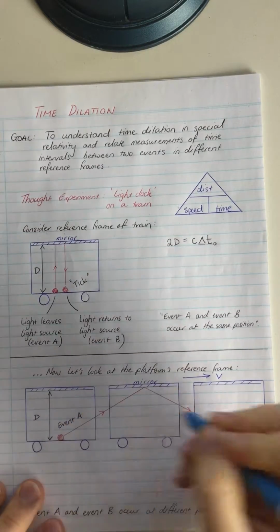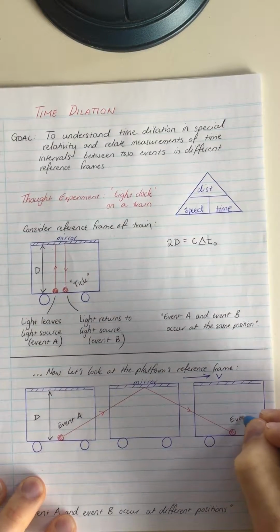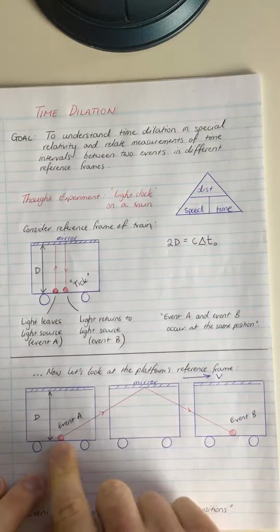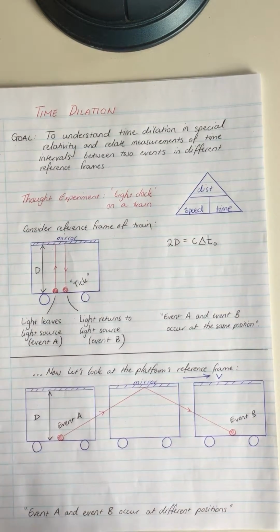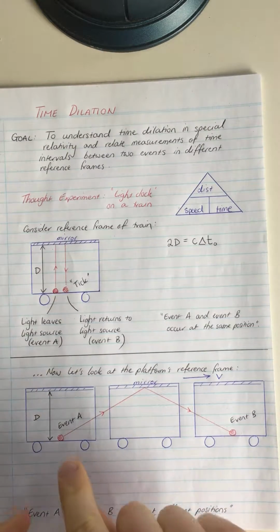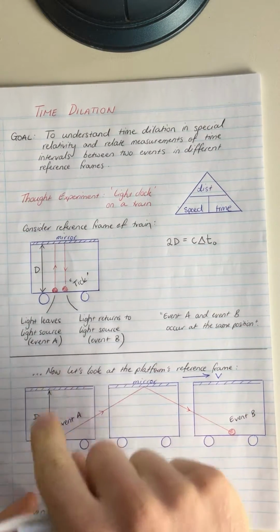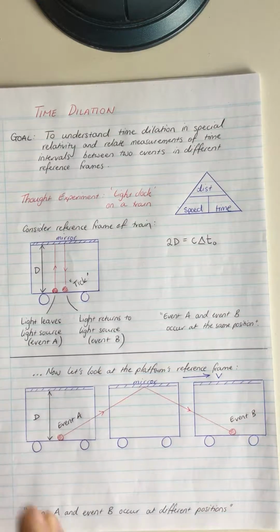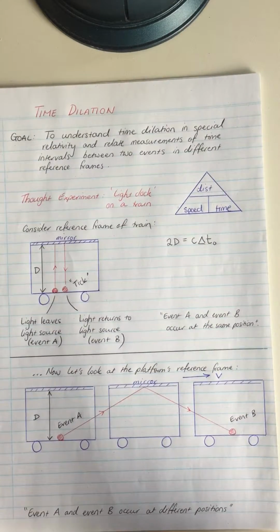This is still event B. So when it gets to here, they say, okay, well, that's a tick of the clock. And the key thing to see here, though, is that this person measures that the light has travelled a greater distance, because not only has it gone up D and down D again, it's also moved to the right.